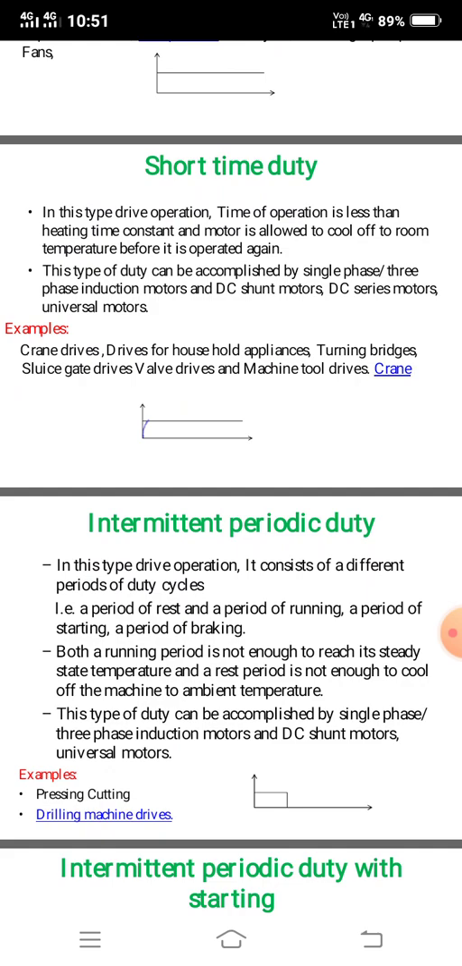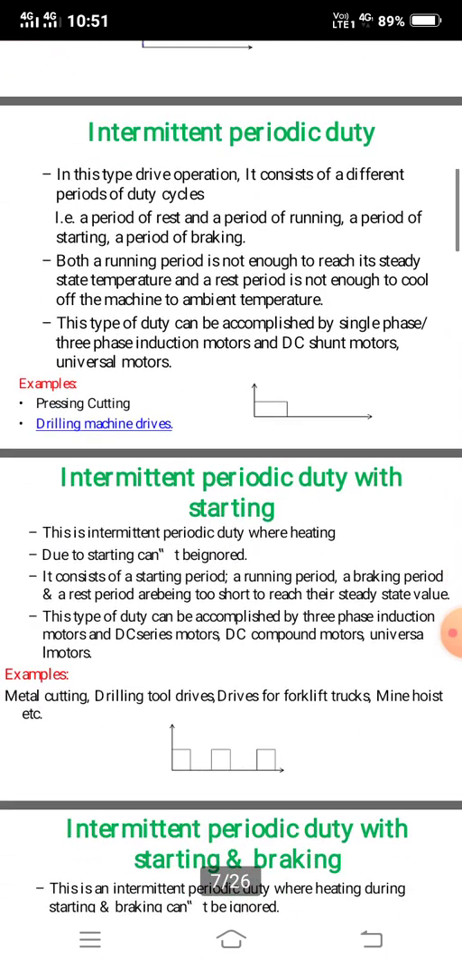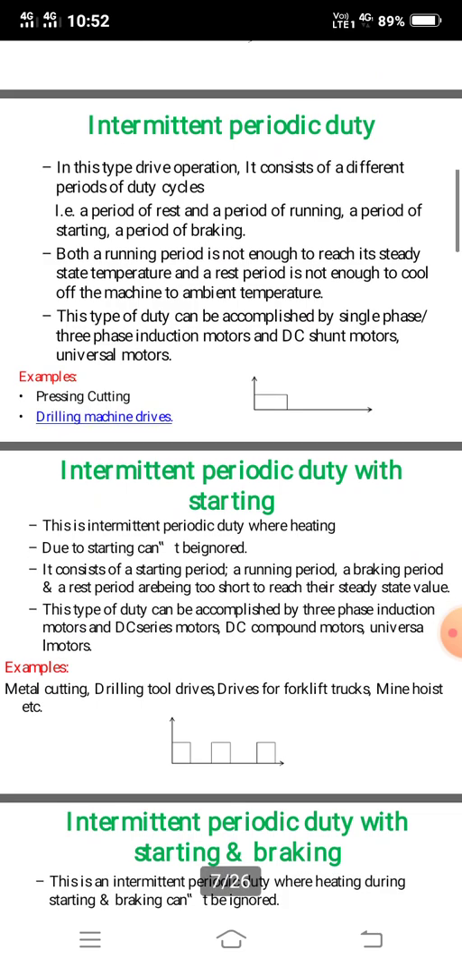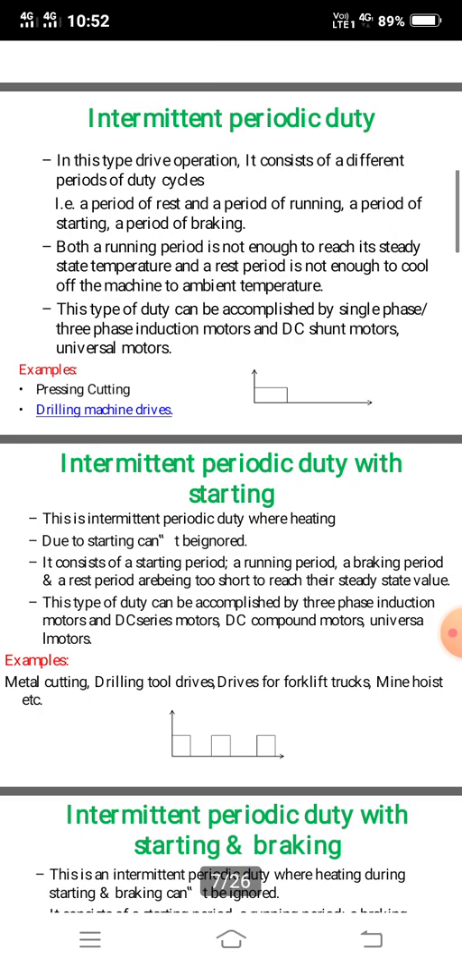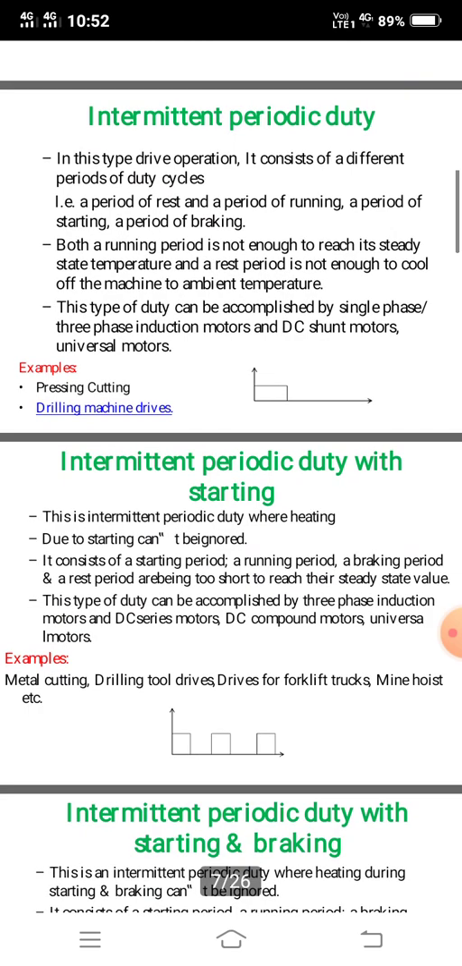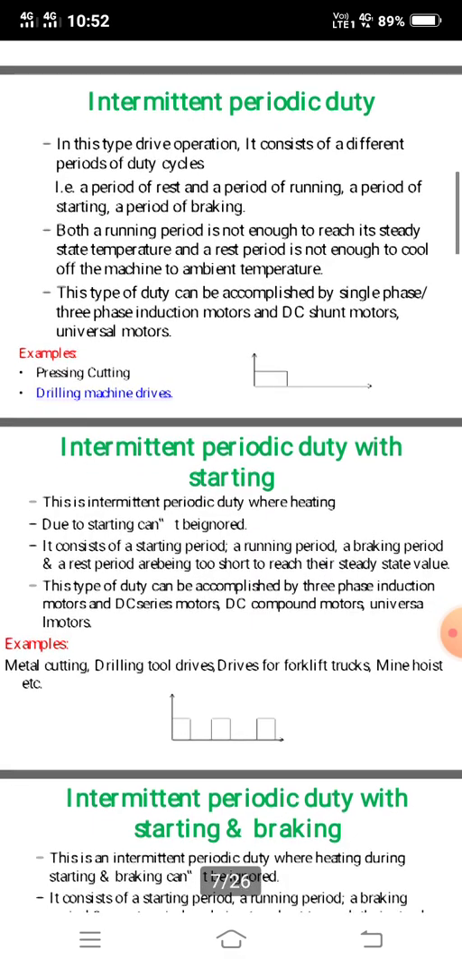The drilling machine goes on and off depending on the condition of usage. Then intermittent periodic duty with starting. Every motor has starting torque. Without any starting torque the motor cannot operate. So a particular motor has a minimum starting torque for startup of its work. This will be called intermittent periodic duty with starting. Examples are metal cutting, drilling tool drives, drives for forklift trucks, mine hoists, etc.